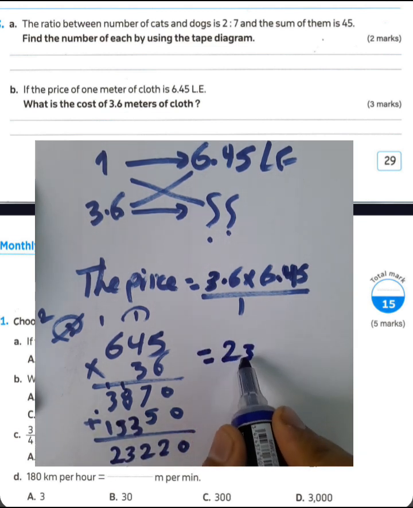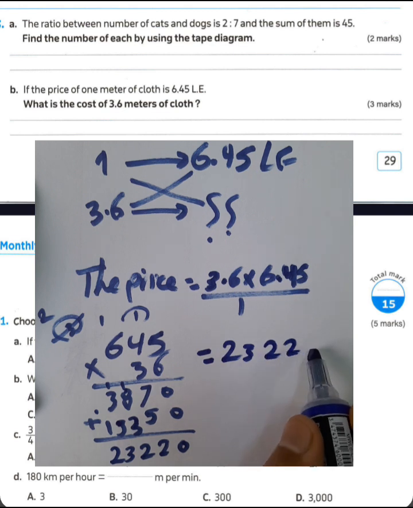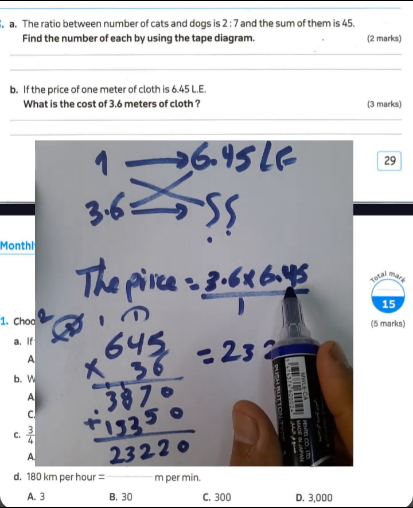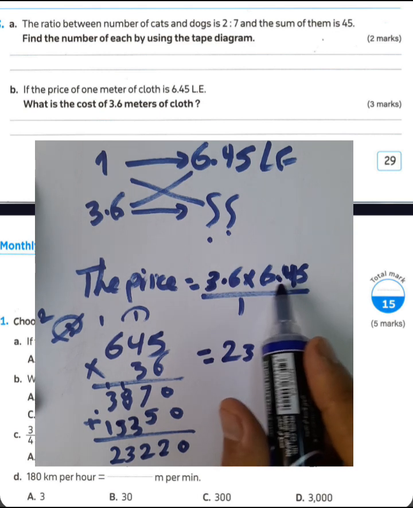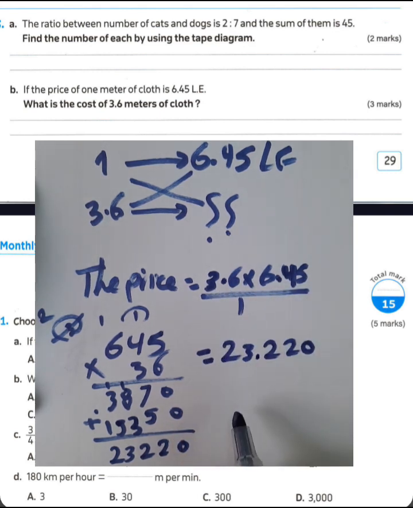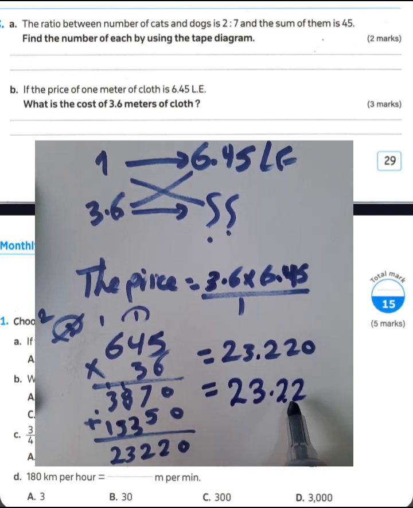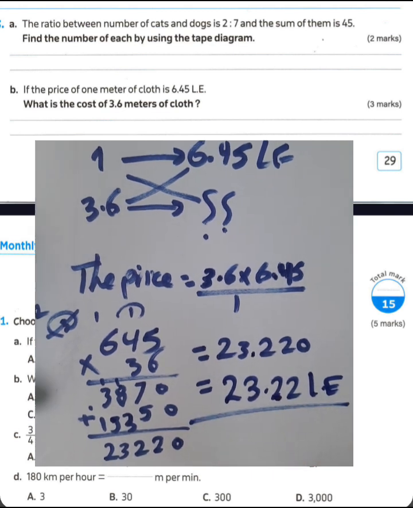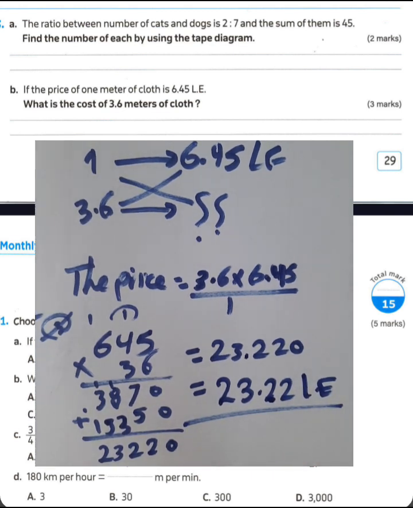Then you can write 23220, and the point goes after 2 places plus 1 place, after 3 places. Then you can cancel the 0 on the right-hand side, write 23.22 Egyptian pounds. Okay, that's the result for question letter B.